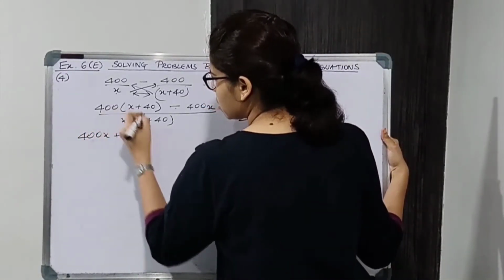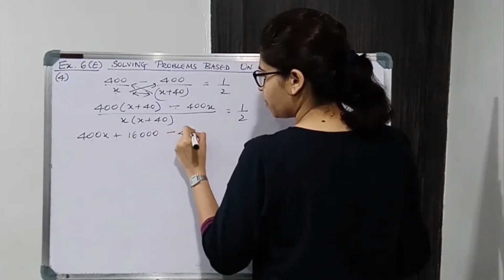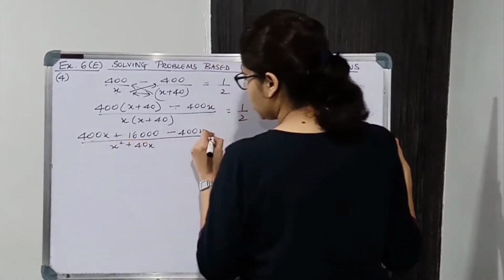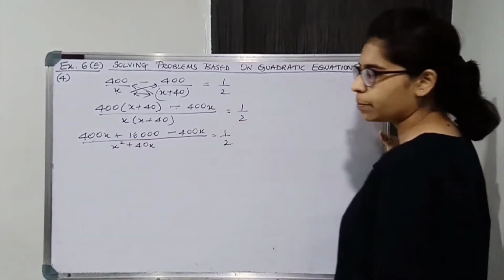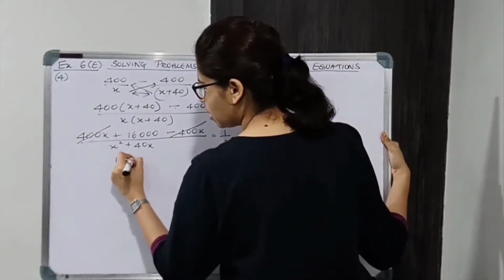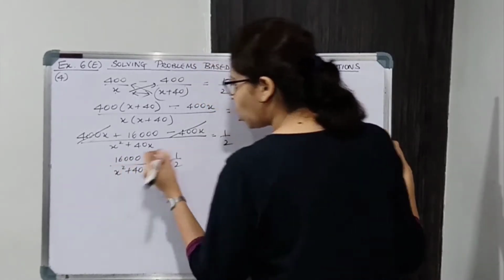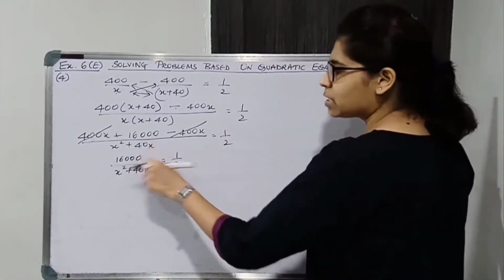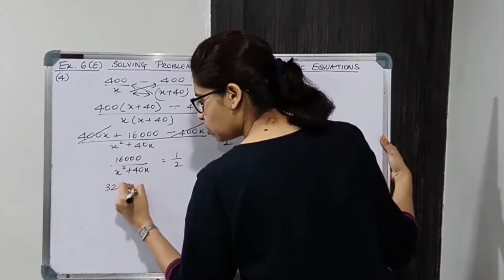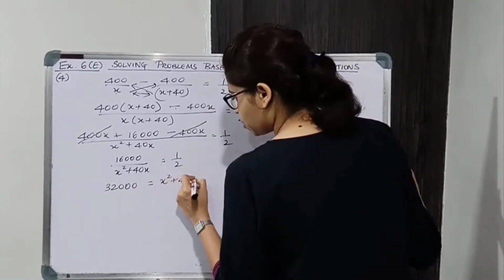400x plus, this will give 4 4s are 16 and 3 zeros, minus 400x upon x square plus 40x is equal to half. Okay, this will get cancelled, so we are left with 16,000 upon x square plus 40x is equal to half. Now let's cross multiply. So 2 into 16 gives 32 and 3 zeros. And here 1 into x square plus 40x gives x square plus 40x.